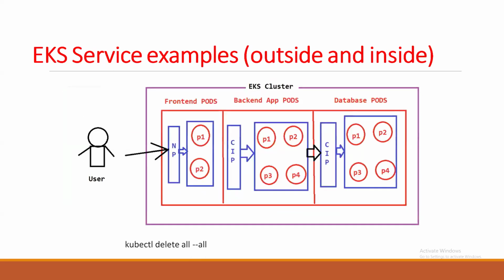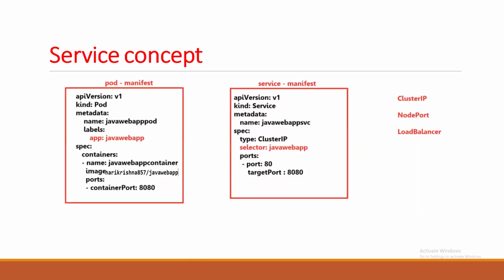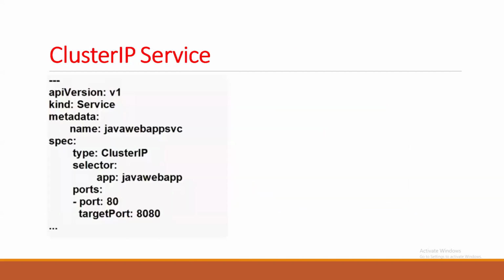Yeah, kubectl delete all --all. We deleted, guys. So now, how can you create the service manifest? So this is the cluster IP. In the spec, type equals ClusterIP, selector equals label. We can represent the label here. This label, this app, Java web app, needs cluster IP for inside-the-cluster access, node port for outside-the-cluster access, and load balancer.